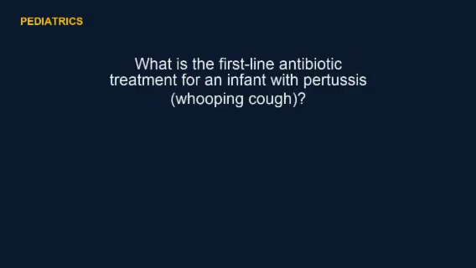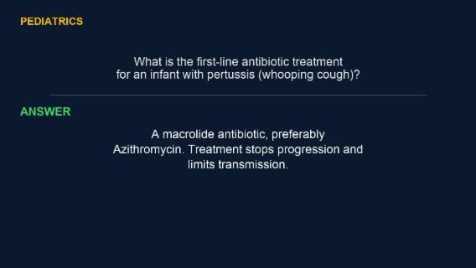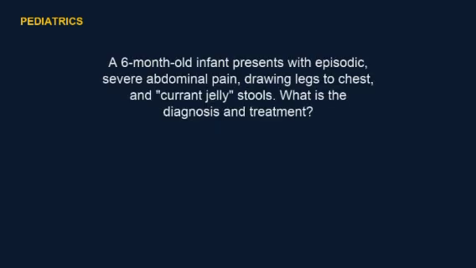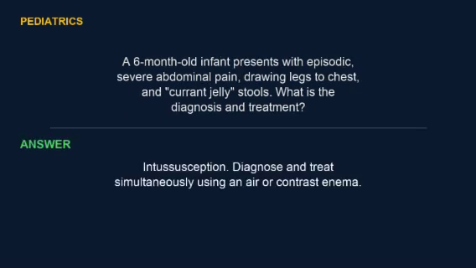What is the first-line antibiotic treatment for an infant with pertussis, whooping cough? A macrolide antibiotic, preferably azithromycin. Treatment stops progression and limits transmission. A 6-month-old infant presents with episodic, severe abdominal pain, drawing legs to chest, and currant jelly stools. What is the diagnosis and treatment? Intussusception. Diagnose and treat simultaneously using an air or contrast enema.